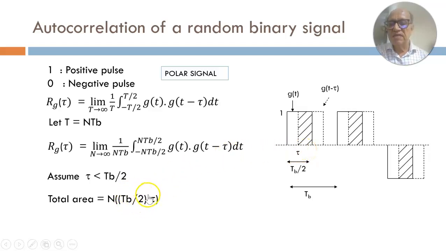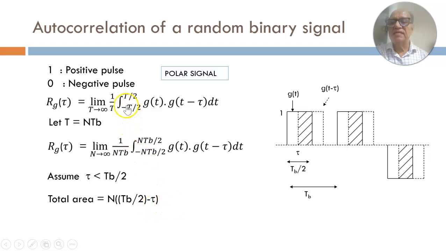See, remember, this is the equation for the product: Tb by 2 minus tau, assuming that the height is 1. So 1 into 1 is 1. So this area is height multiplied by this region. So that is Tb by 2 minus tau. And since there are a total of N pulses, the total area is N times (Tb by 2 minus tau).